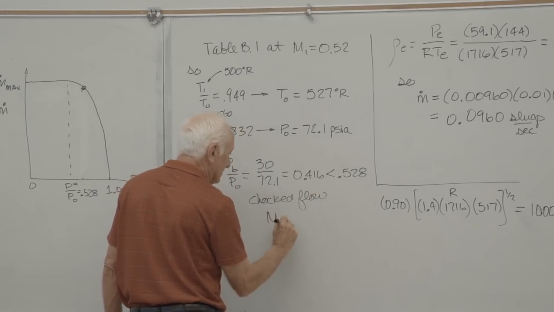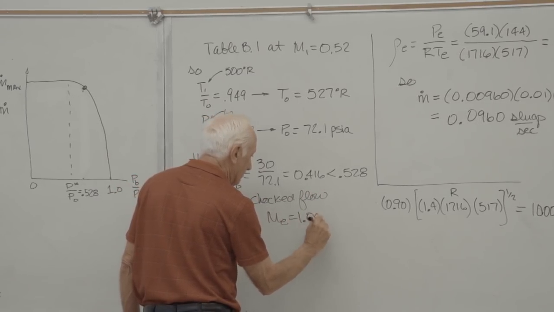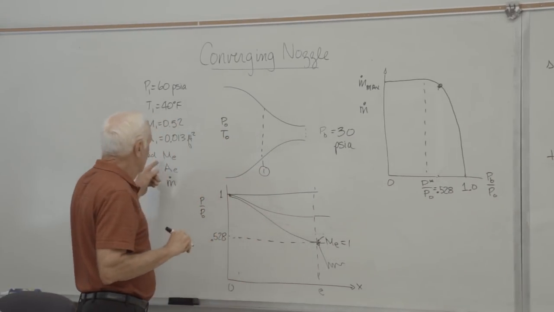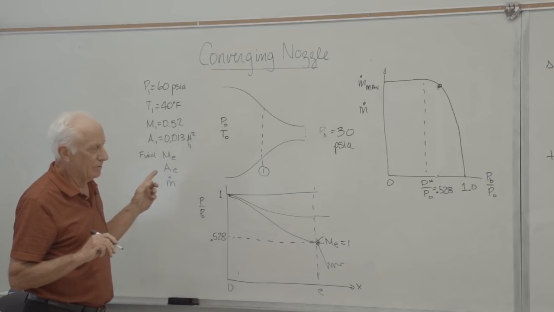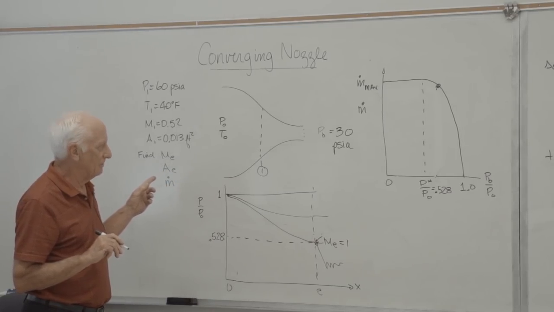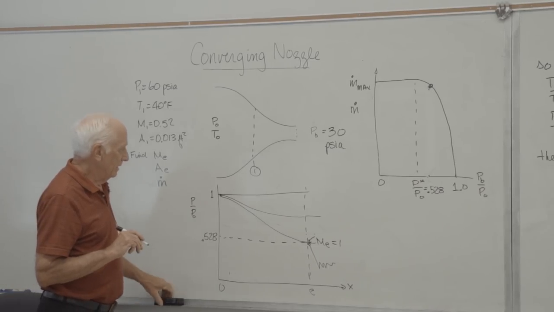Mach number at the exit has to be 1. Okay, so now I've answered the first question. What's the Mach number at the exit? It's 1. Why? Choke flow. Why? Because P back over P naught was less than the magic number 0.528. Okay, here's a roadmap.